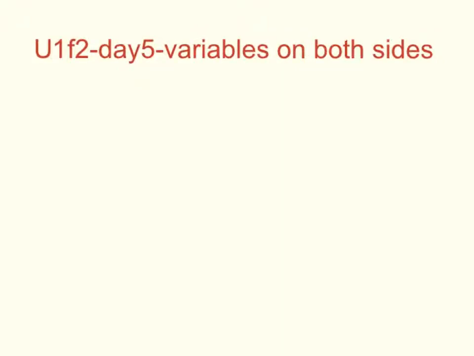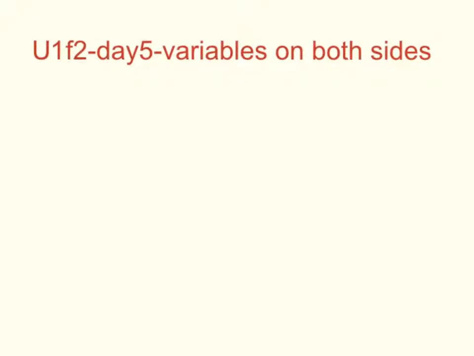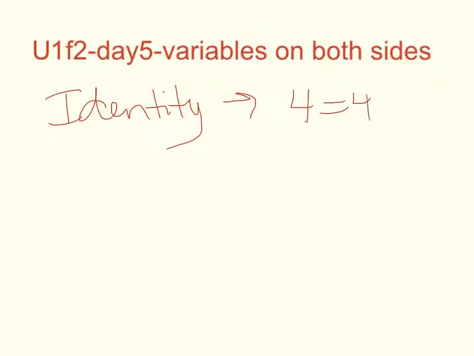All right, this is Unit 1, Formula 2, Day 5, variables on both sides, okay? Now this one we're going to have some of the same answers, but we got two more that come up. The first one is identity. Make sure you get this down, okay? This will come up. Identity is when our x's and y's go away or they cancel each other out, and we're left with like 4 equals 4, a true statement. Remember, the x's go away.